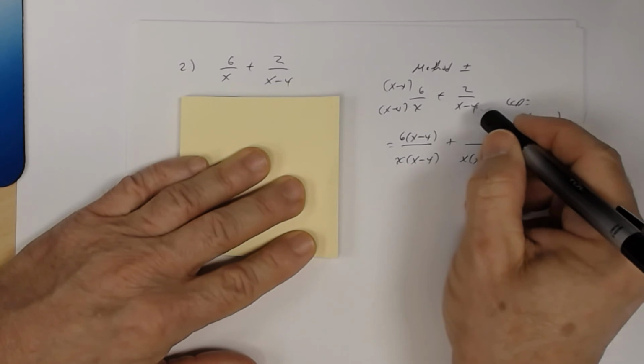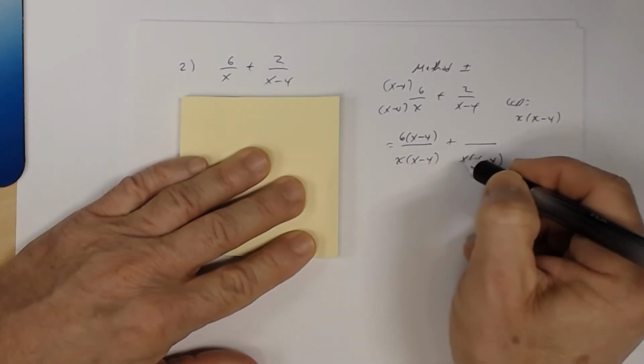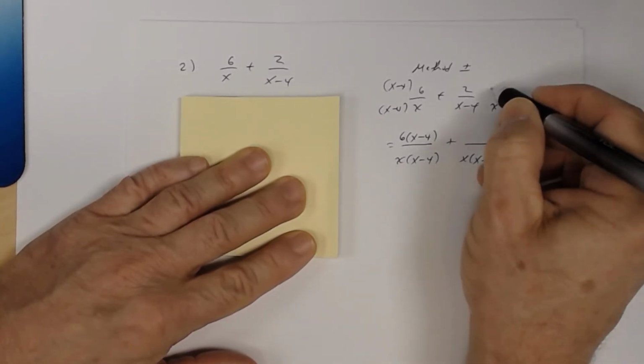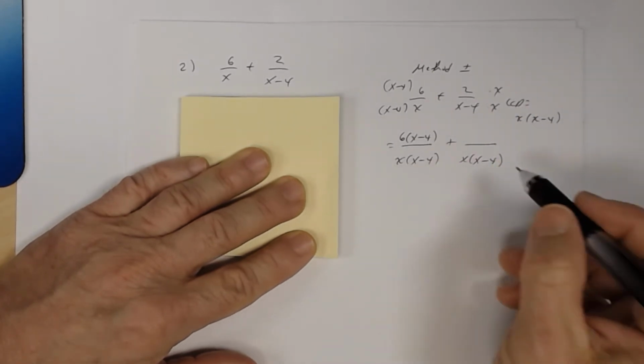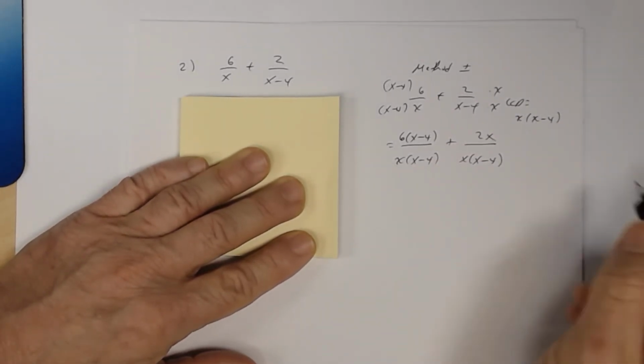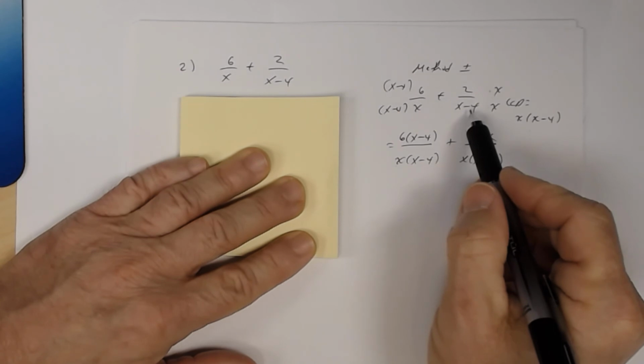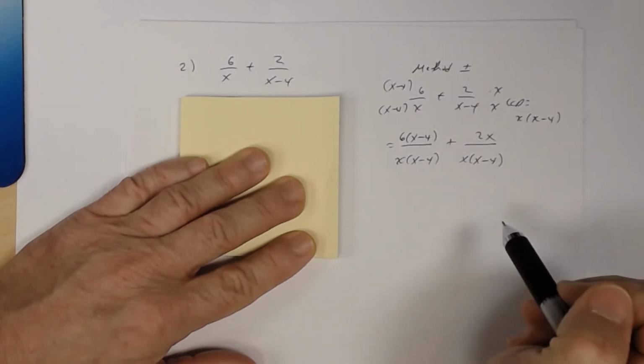In the denominator, I have x minus 4. So I have this factor. I'm missing this one. So I've got to multiply this by x. But what I do to the denominator, I do to the numerator. So the numerator is going to be 2x. 2 times x is 2x. And then x minus 4 times x is x times x minus 4.